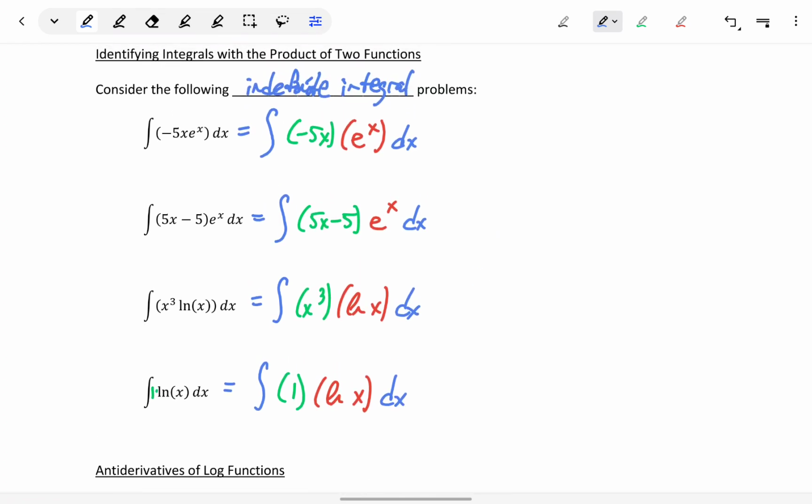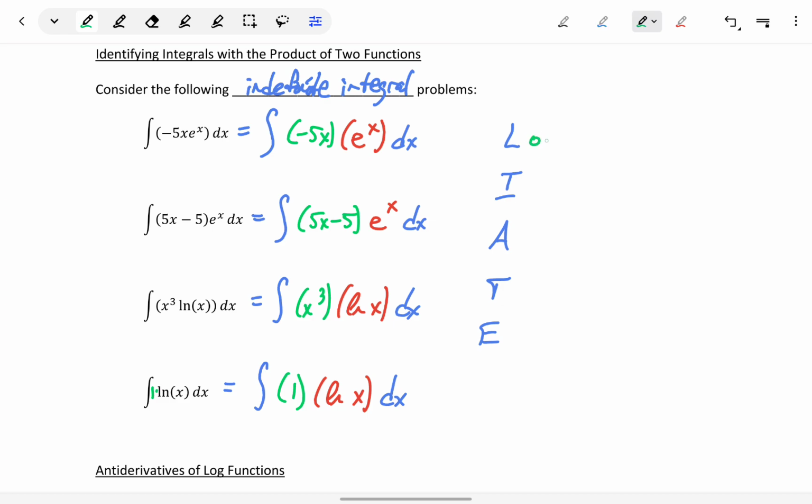Once we can identify each of the two functions that are being multiplied together, the other thing we need to do is pick which one is going to be the first function, or which one is going to be used for our first substitution. And to do that, there's an acronym. Doesn't really sound like anything, but LIATE is the acronym that people use to help remember this.